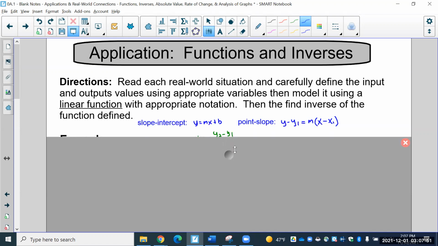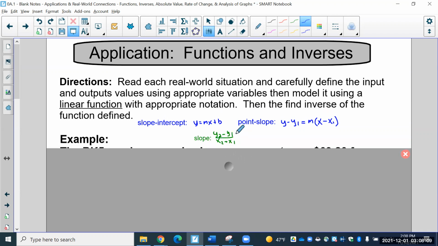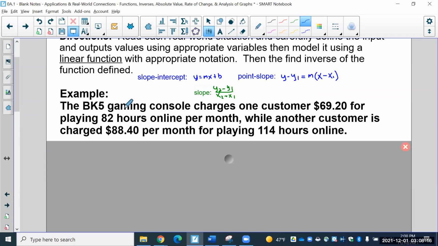And they have names. The first one is called the slope-intercept equation because you need a slope and a y-intercept to use that equation. The second one is called point slope because the x1 and y1 are used with slope to find a model. Both of these require you to find slope, which if you remember is y2 minus y1 over x2 minus x1. So now that we reviewed that, let's take a look at our example. So the example is the BK gaming console charges one customer $69.20 for playing 82 hours, while another customer is charged $88.40 for playing 114 hours.